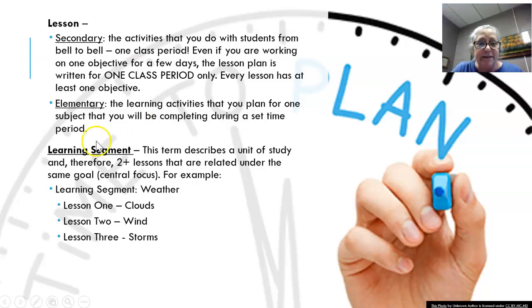A learning segment is a term that describes 3 or 4 or 5 lessons together. For example, the learning segment may be on weather. Lesson 1 might be clouds. Lesson 2 could be wind. Lesson 3 might be storms.